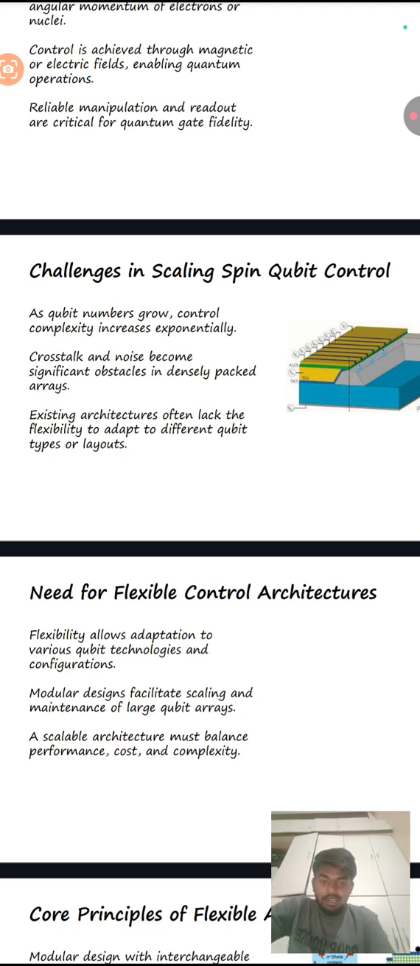Need for a flexible control architecture. Flexibility allows adaptation to various qubit technologies and configurations. Modular designs facilitate scaling and the maintenance of large qubit arrays. A scalable architecture must balance performance, cost and complexity.